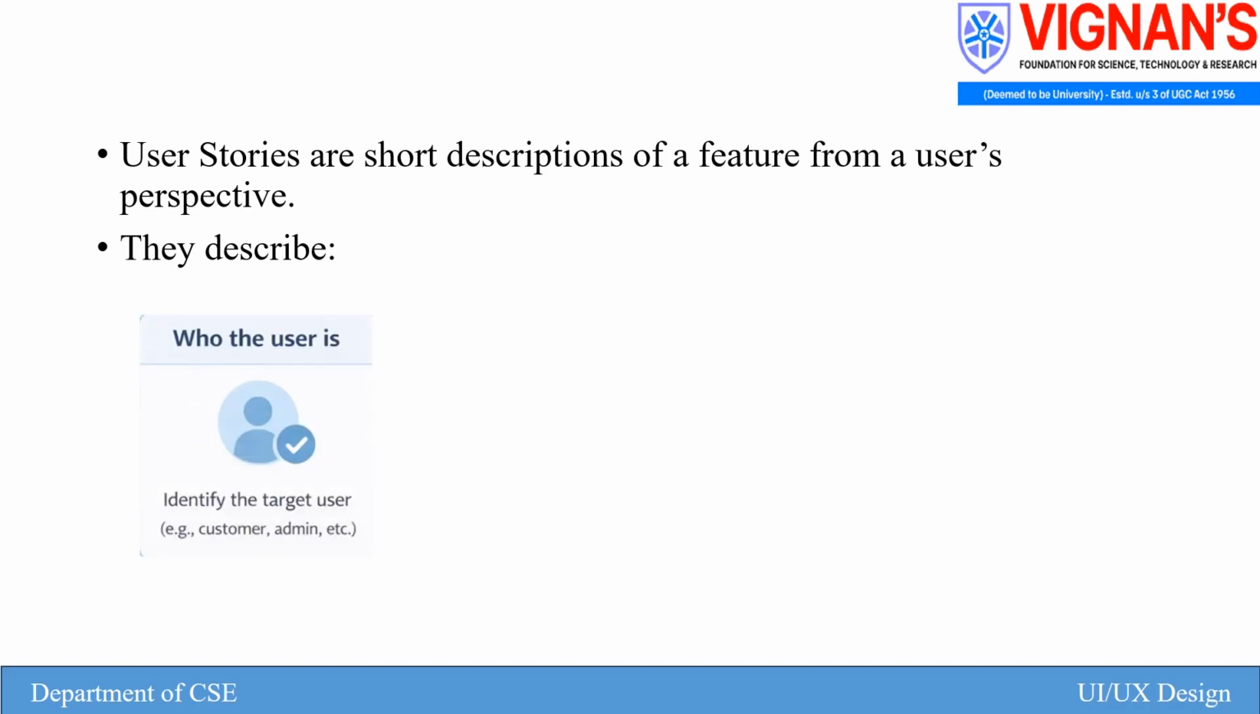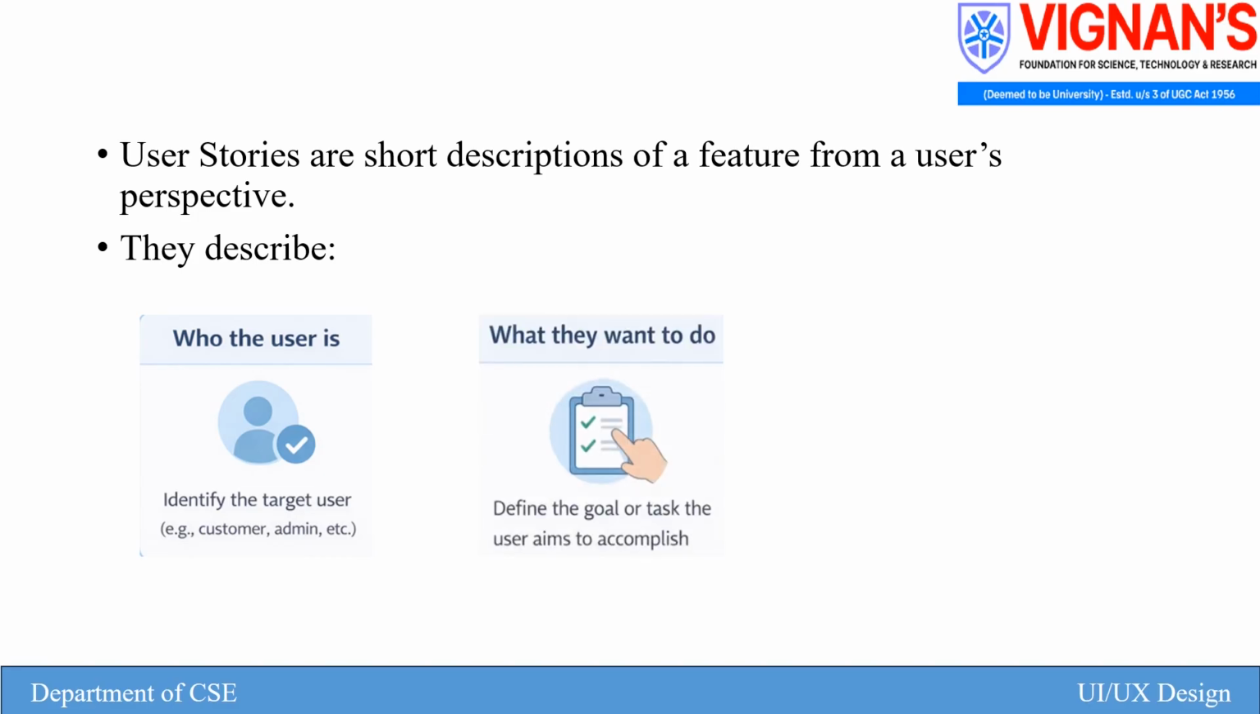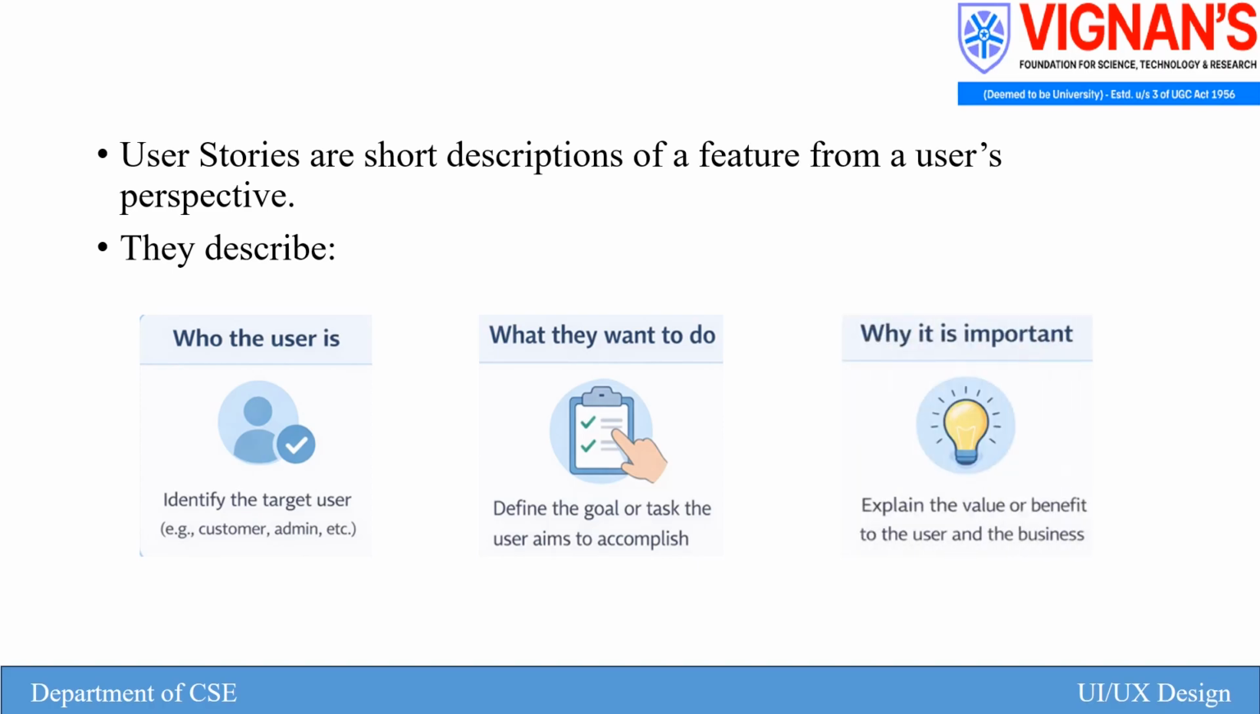First, who the user is. This identifies the target user, such as a customer, admin, or any specific role. Second, what they want to do. This defines the goal or task the user aims to accomplish. And third, why it is important. This explains the value or benefit both to the user and the business.